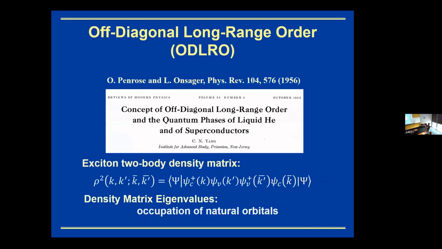And then we will check the coherence. For this, we borrow some methodology developed a long time ago by Penrose, Onsager, etc. In this review article by Yang, basically you calculate something called off-diagonal long-range order, which can show you the quantum phase coherence.